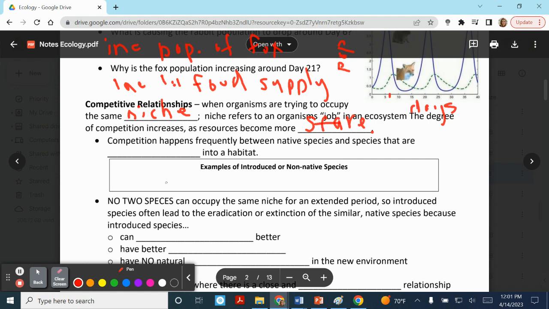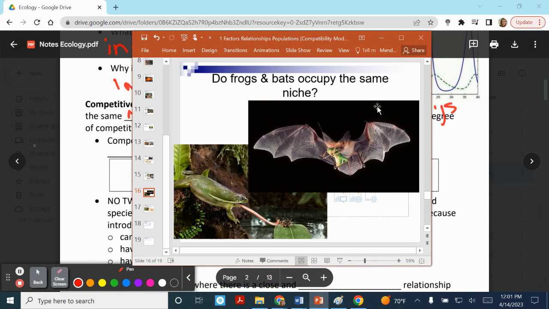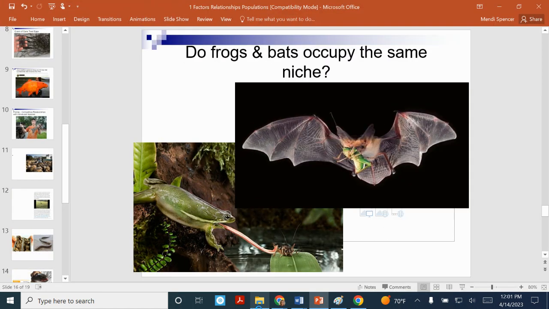Now, in normal ecosystems, we don't see a lot of competition because organisms have their own role, or their own niche, their own job. So, for example, we know that bats and frogs both eat insects. So, do they have the same niche? Do they have the same job?